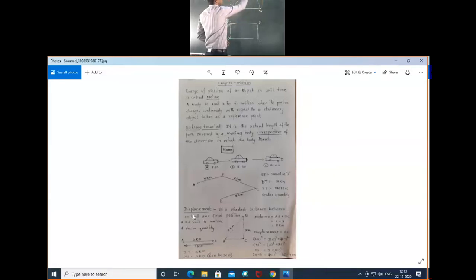So you think that this takes 10 kilometers, this takes 5 kilometers, and this takes 2 kilometers. See here, I hope it is visible to you. Is it visible, children? Yes, sir.